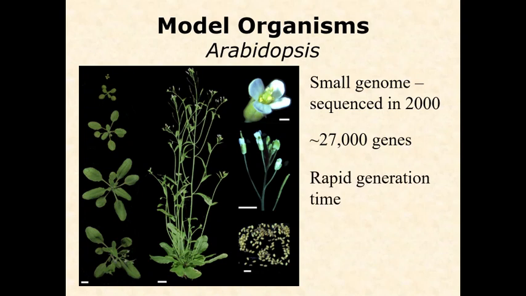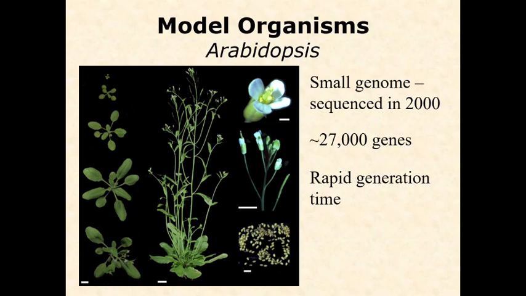And so you don't need to memorize all these details about it, but I do want you to understand why this makes it a good model organism. It reproduces very, very rapidly within a short time frame and makes hundreds of seeds for one individual plant. So it's a really convenient and great model organism to use.